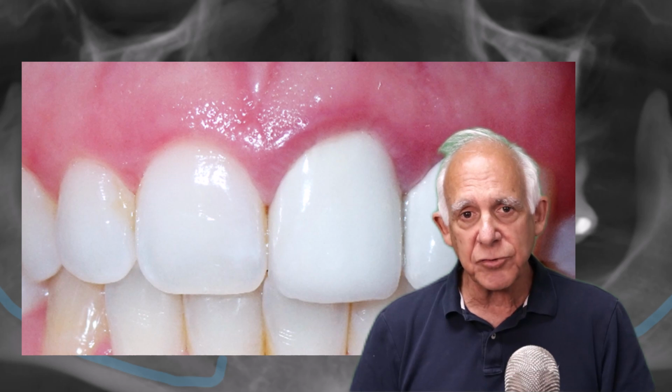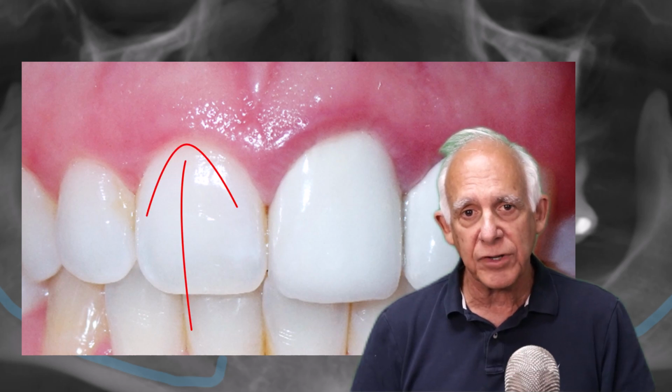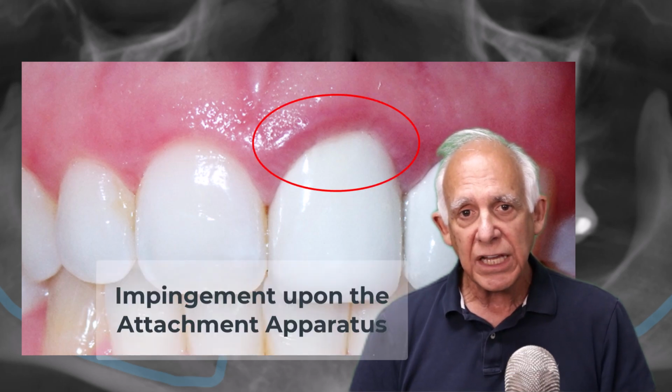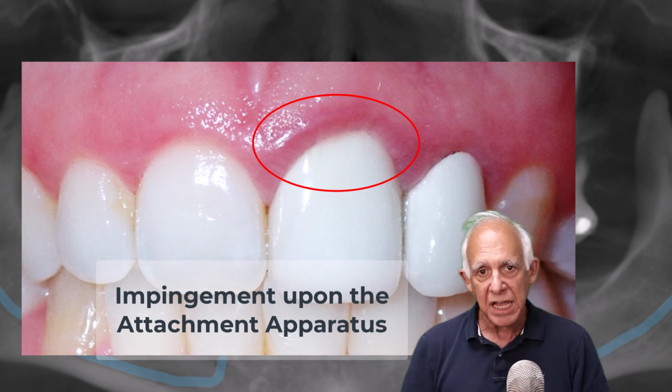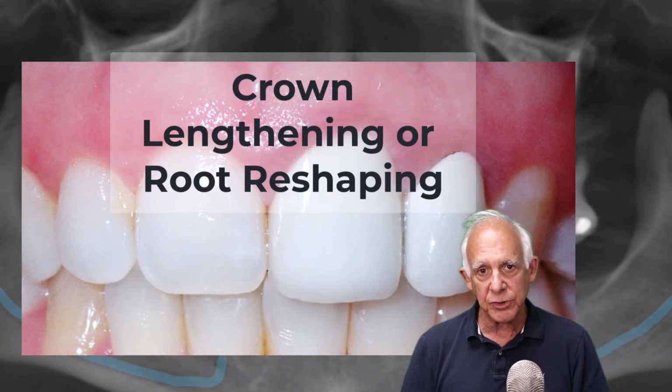A tooth is restorable when the shoulder or the chamfer is at the gingival margin. If we have to bury the margins, that's called impingement upon the attachment apparatus. Can we make this tooth restorable? Absolutely. We can do that with a crown lengthening procedure or a root reshaping procedure that will allow us to place the gingival margin in the correct position.